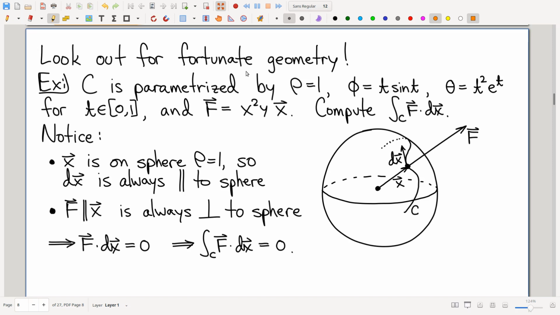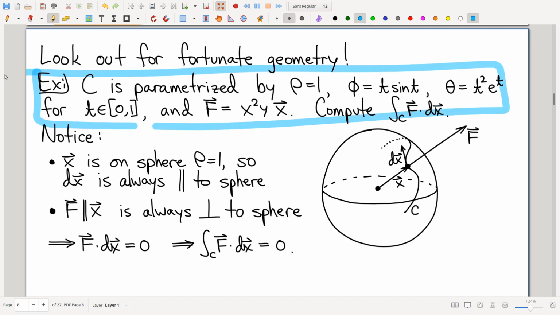Again, I've said it a million times. The world's full of symmetries. Well, the world is also full of fortunate geometry. And I can't quantify how often stuff like this came up for me in my undergrad, but it came up plenty. So just as an example of what I'm talking about, let's consider this example here.